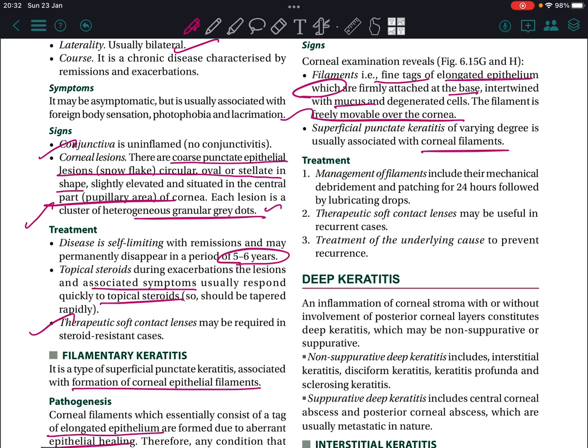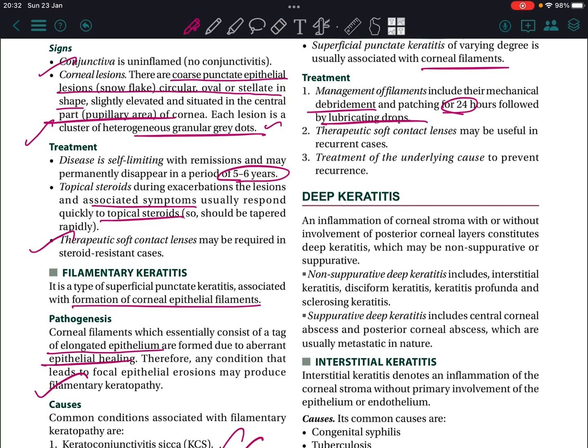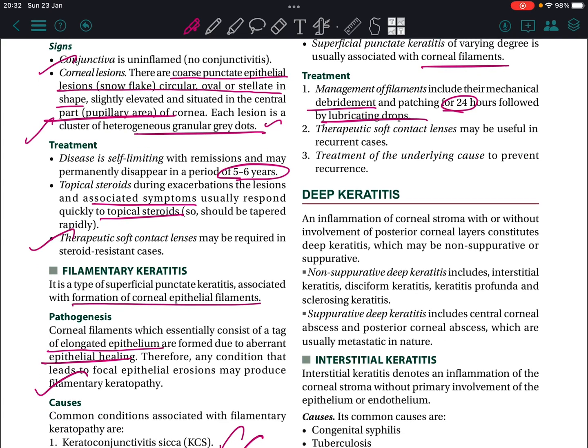Management of filaments includes their mechanical debridement, patching for 24 hours followed by lubricating drops. Therapeutic soft contact lens may be useful in recurrent cases. Treatment of underlying cause to prevent recurrence.